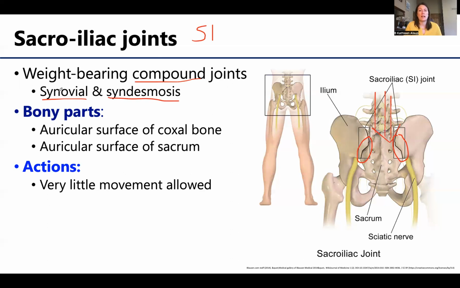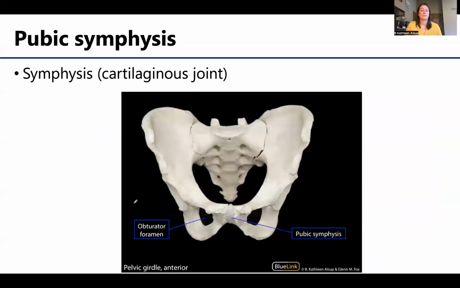And that makes sense. You have a lot of weight bearing, you need a lot of stability, but very little movement. But some movement is needed in order to be able to deal with some of that weight. But it's generally just slight gliding or rotary movements occasionally. So this is a key component here. Very little movement allowed, but some movement is necessary.